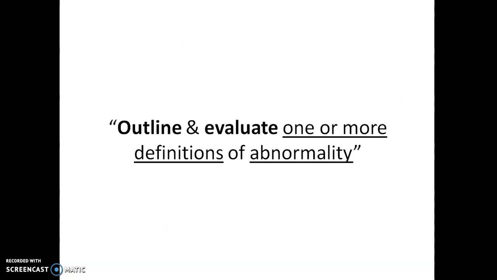Okay, so back to the question, outline and evaluate one or more definitions of abnormality. So the question is asking me to outline and evaluate. So I need to describe something and give strengths and weaknesses of something. And then it begins to tell me what that something is. So that is one or more. So it says that I can do one or I can do two definitions of abnormality. And of course, we're speaking about the topic definitions of abnormality. So that is what I highlighted here.